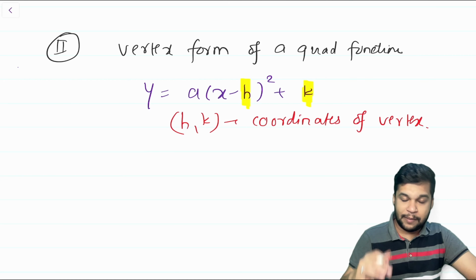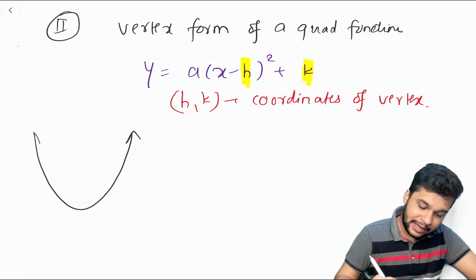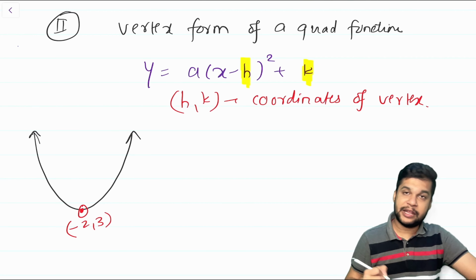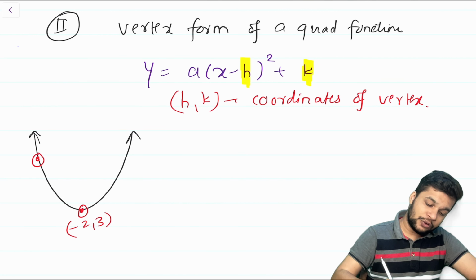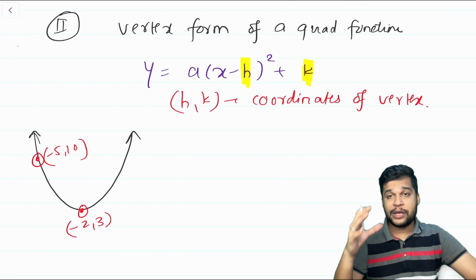So I'll give you an example. Let's say you have a quadratic curve something like this, with the vertex minus 2 and 3, and we have one more information. The graph is passing through minus 5 and 10. Now using this information, how can I get the quadratic function?